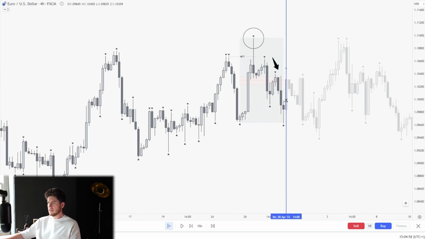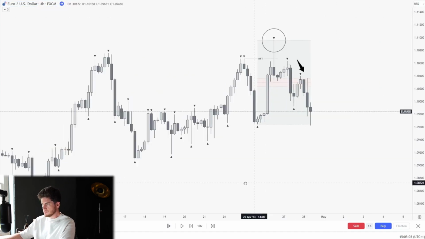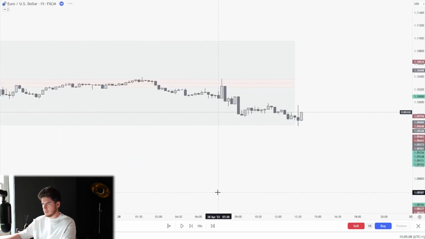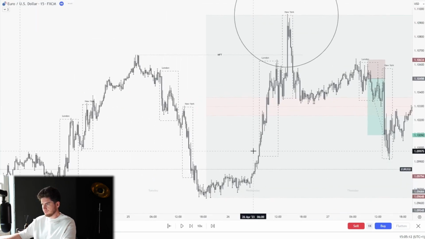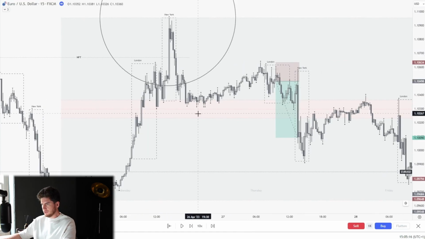Now here's a no follow through example where we get this push and a wick close to the upside, and we are obviously looking for sells only in premium again. Let's drop down to the 15 minute and see what we've got here. Looks like there's just one trade on this one. So no follow through is confirmed after New York.